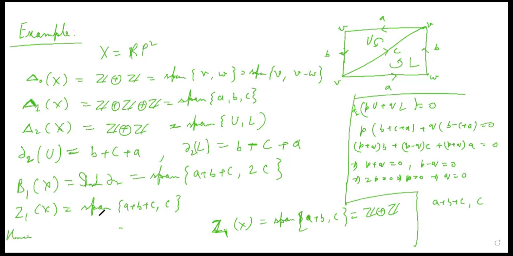Hence, H1x, basically RP2, is going to be, you see, here 2C is there, here C is there, right? So when you quotient this by this one, so you have span of C quotiented by span of 2C. So this is going to be basically Z2, right? So this gives first homology group of projective plane.